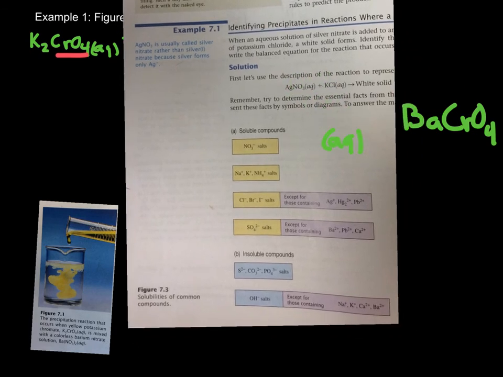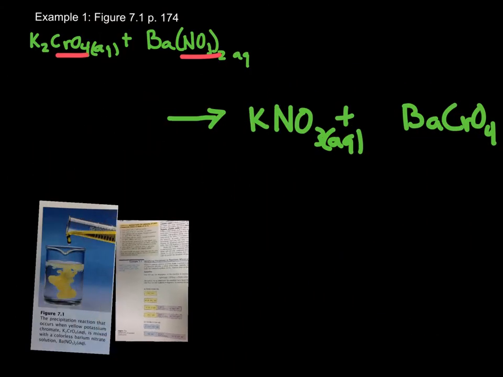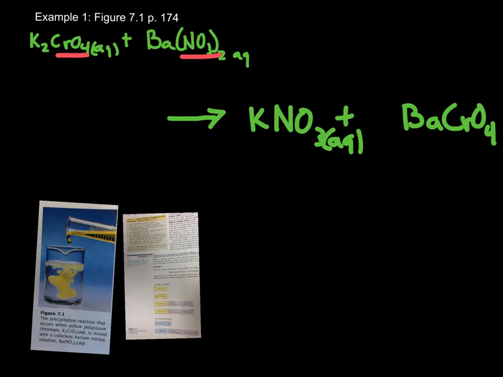Unfortunately, with our solubility rules, they're not end-all be-all. If you look here, you will not find anything about chromate. So that tends to be a problem. But since we already identified the aqueous solution, and we know because we can physically see a precipitate is formed, that's what allows us to say that the barium chromate is going to be a solid.